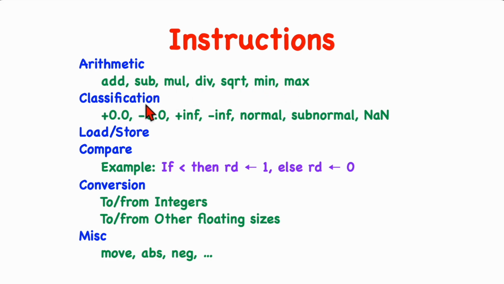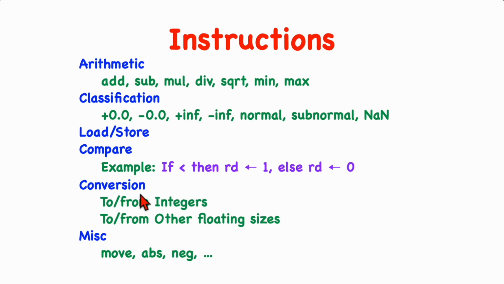Then we have classification instructions to determine what sort of floating point number we have. Remember that we have plus and minus 0, plus and minus infinity. We have normal numbers, we have subnormal, and we have not a number things. And we have load and store instructions to move floating point numbers back and forth to memory. We have some comparison instructions that will test a particular condition and set an integer register to either 1 or 0 to indicate the outcome.